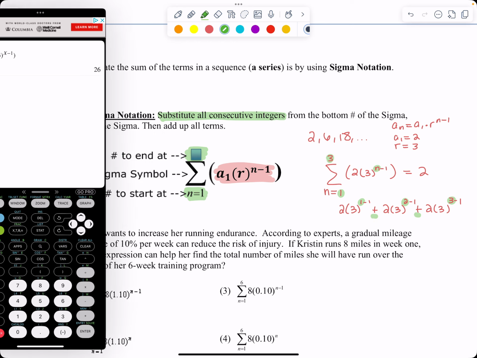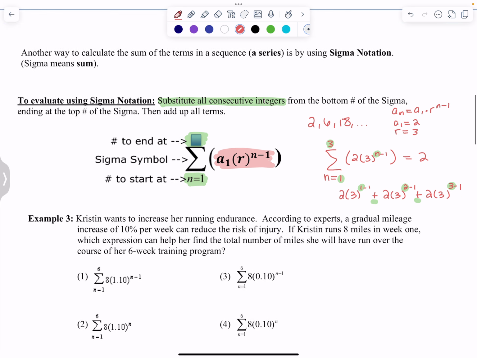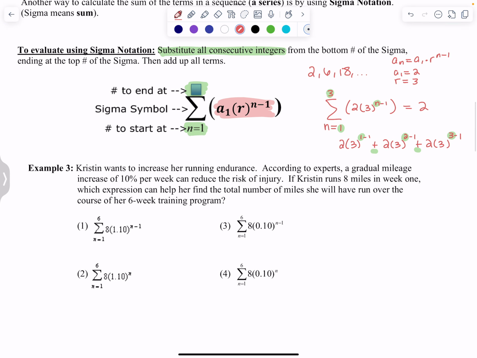Okay, so let's take a look at this last question. I want you to look at it, pause the video, and see if you can just make sense of which choice models this sigma or this sum.